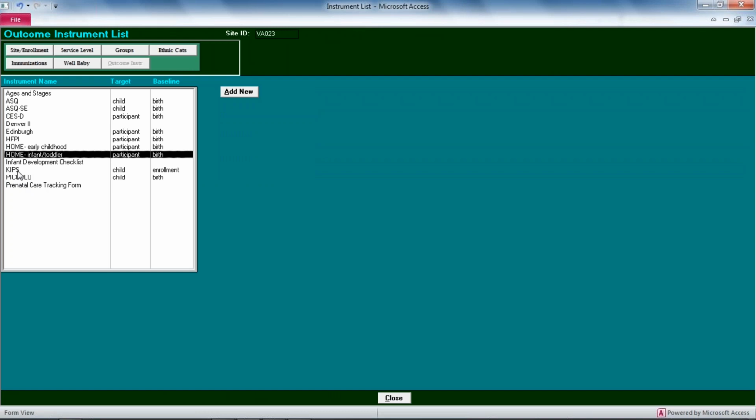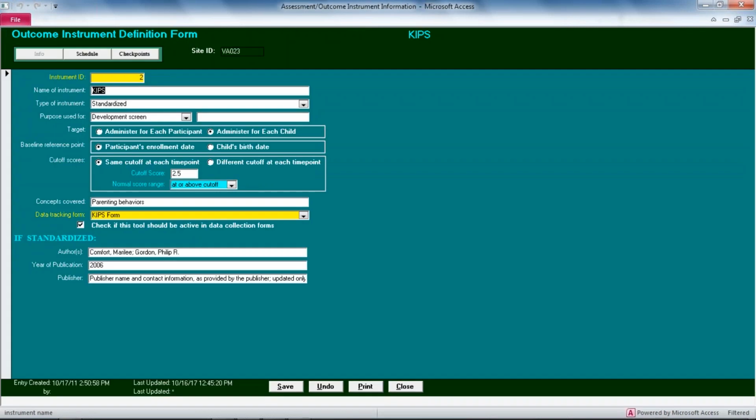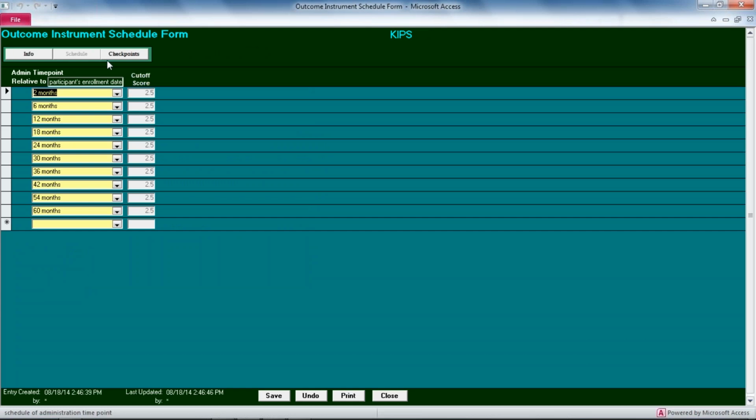For the KIPS, same cutoff at each time point. The cutoff score is 2.5. The normal score range, again, is at or above that cutoff. So below 2.5 is a low score and not within normal limits. Again, that's applied to each of the time points that that instrument is used at.